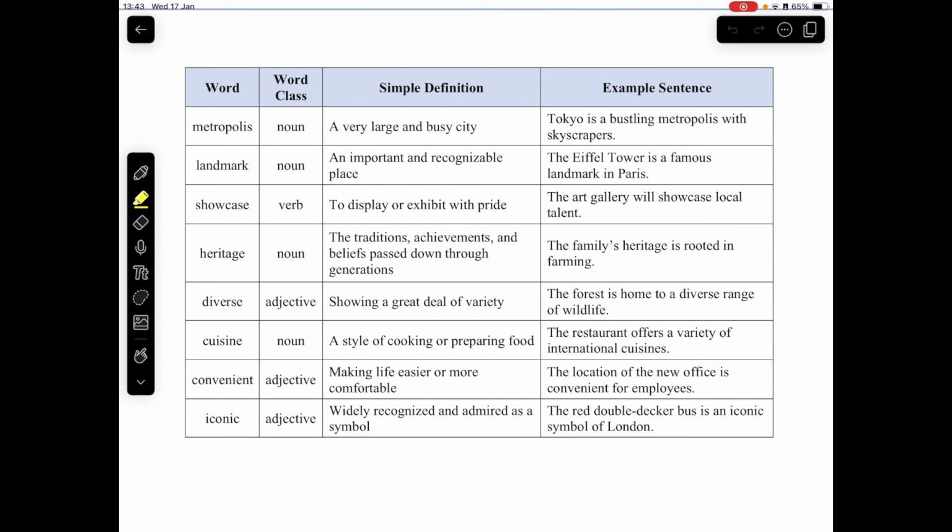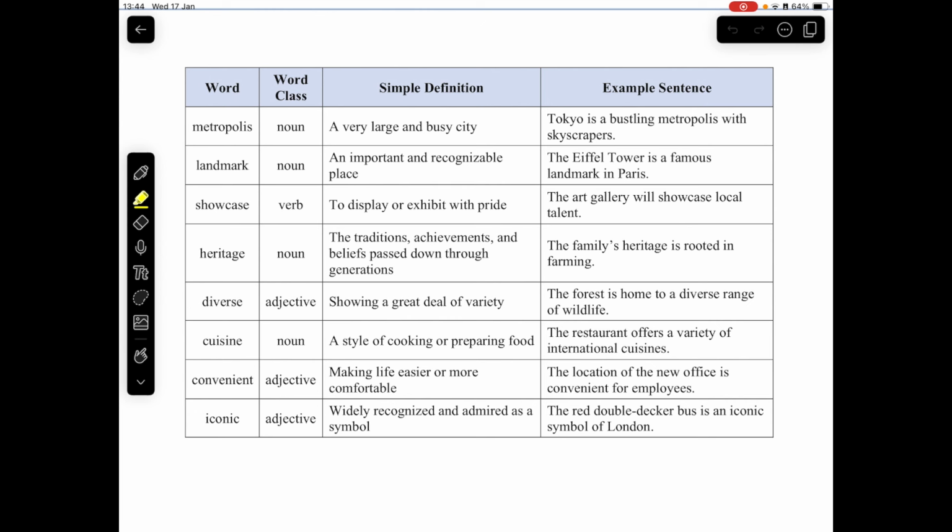Next we have heritage. Heritage is a noun, the traditions, achievements and beliefs passed down through generations. The family's heritage is rooted in farming. Next we have diverse. Diverse. This is an adjective showing a great deal of variety. The forest is home to a diverse range of wildlife.